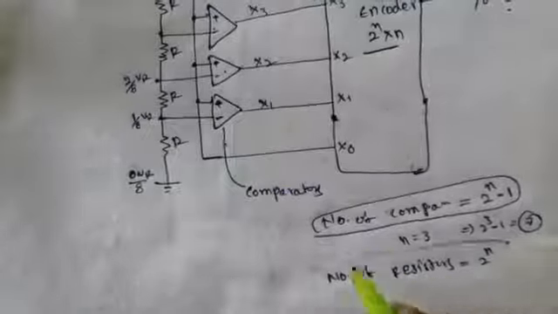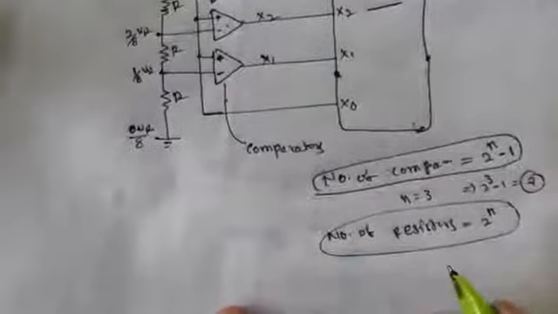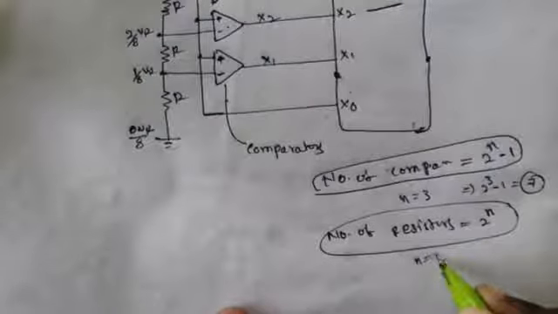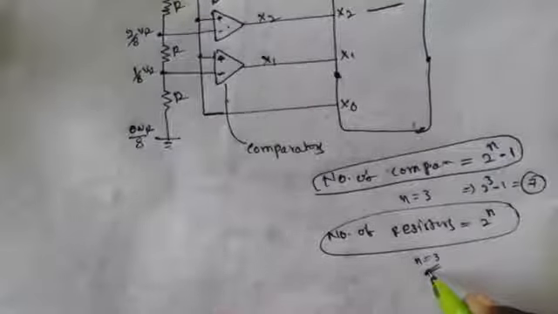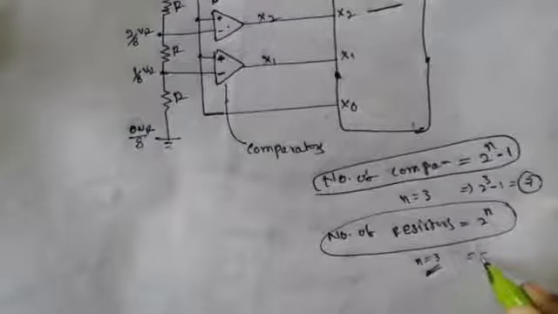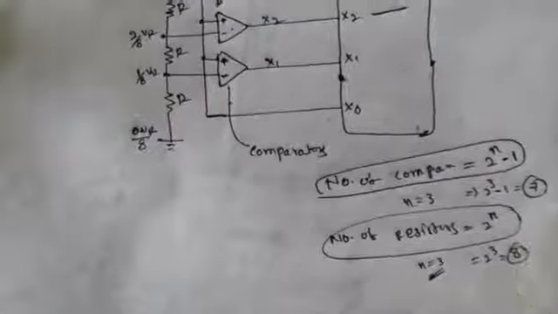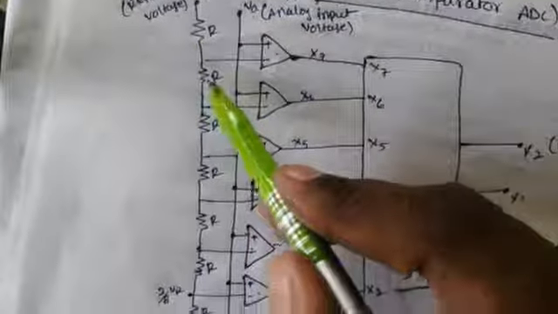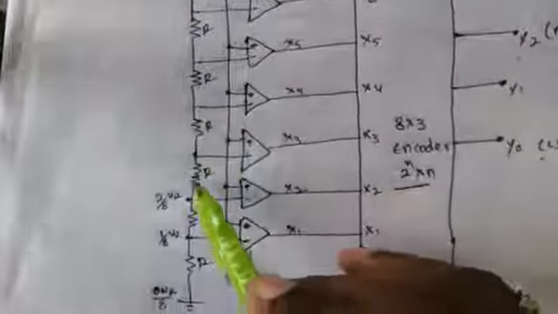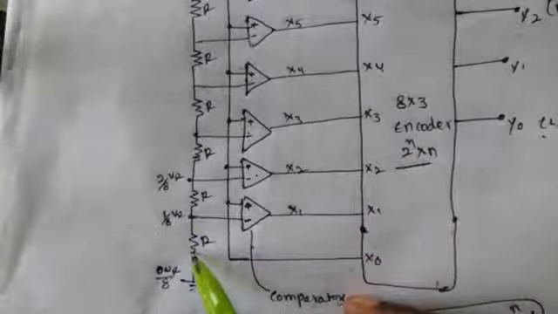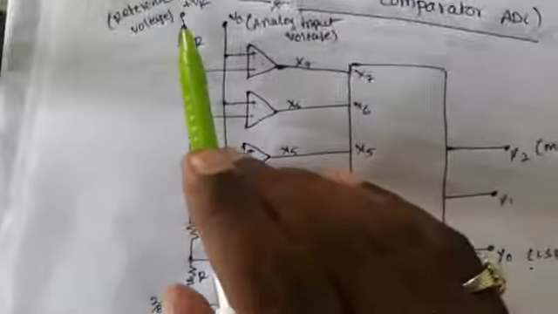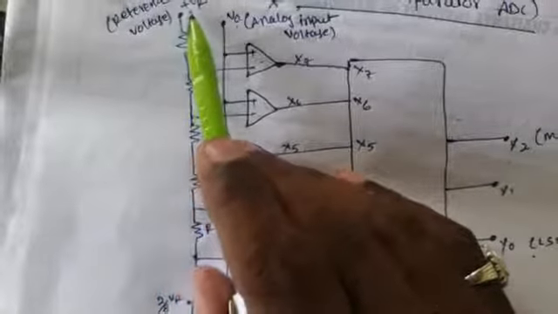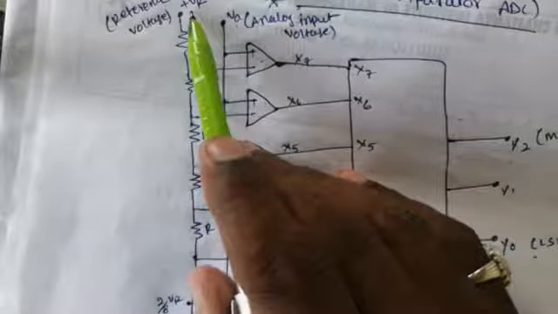Number of resistors required is 2 power n. Here for n equal to 3, in a 3-bit ADC, you use 2 power 3, which means 8 resistors. Those 8 resistors are connected here: 1, 2, 3, 4, 5, 6, 7, 8. So at the starting point, the reference voltage VR will be divided into 8 equal parts.